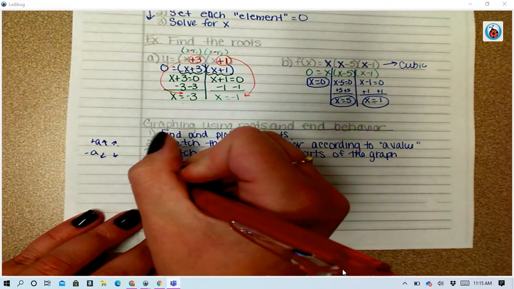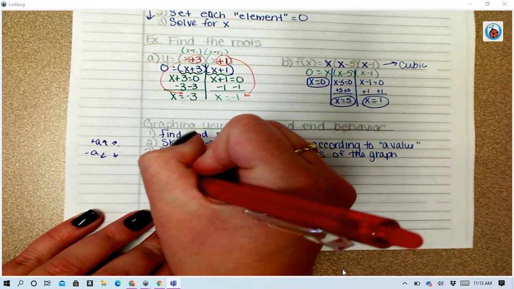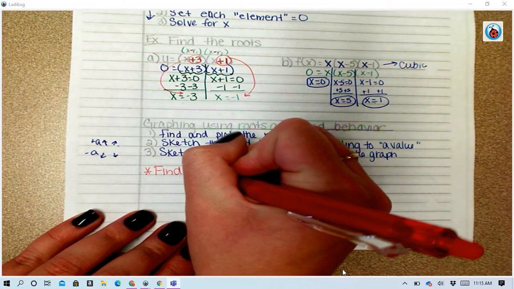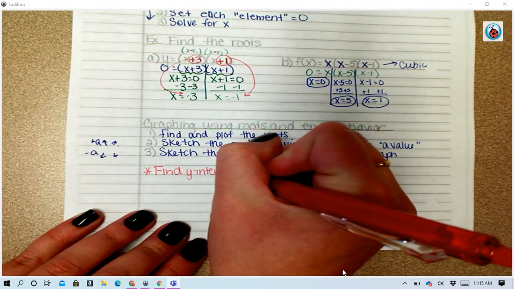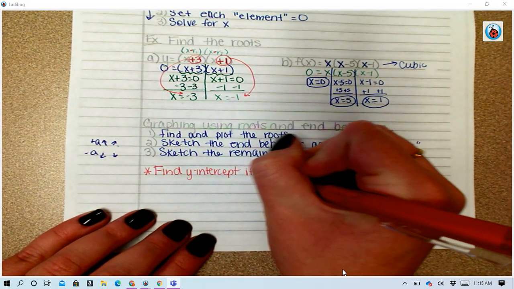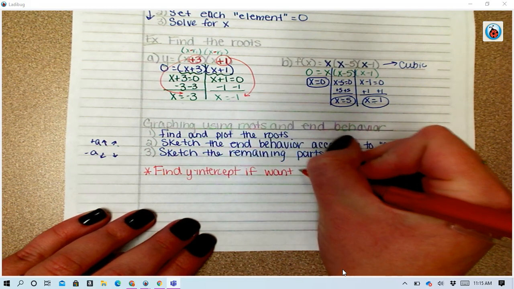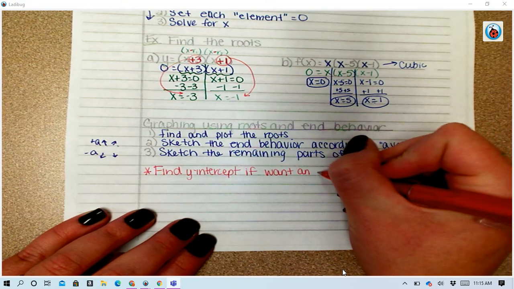Sometimes you might find it helpful if you find the y-intercept, if you want an extra point to plot. Find the y-intercept if you want an extra reference point.